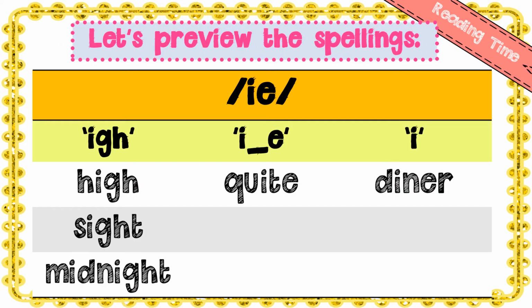Before we start, let's preview the spellings that we're going to see in our story. You've got your IGH, which is going to say I. You've got your I consonant E, which will also say I. Then you've got your I as an open syllable. So here again, we're going to make that I sound. So let's read these words. High, sight, midnight, quite, diner.